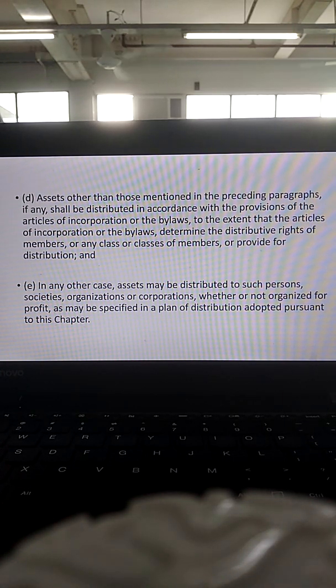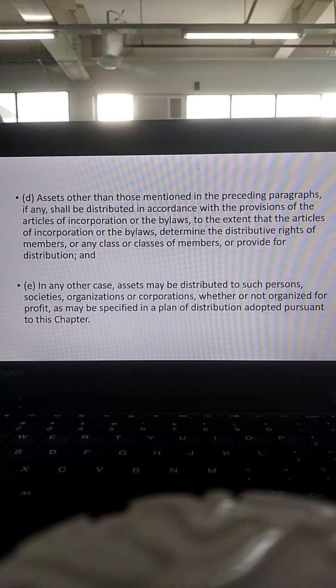Okay? So yan po yan. So what is clear here is that you need to follow what is being stated or what is being enumerated in the said Articles of Incorporation or the bylaws. Now in E, in any other case, assets may be distributed to such persons, societies, organizations, or corporations whether or not organized for profit. Okay? So take note, whether or not organized for profit.